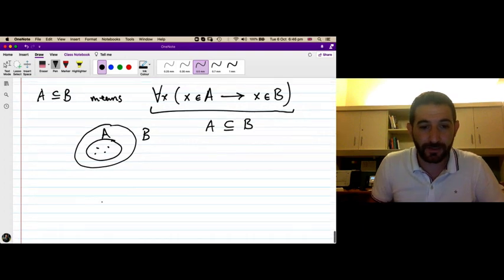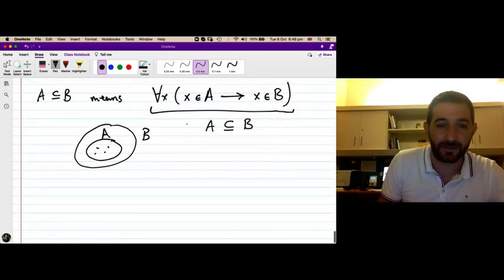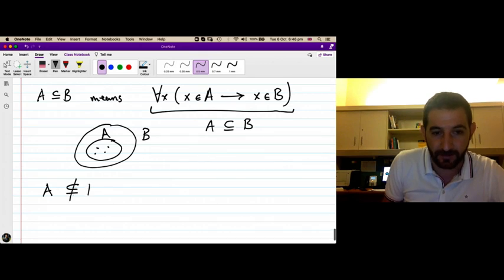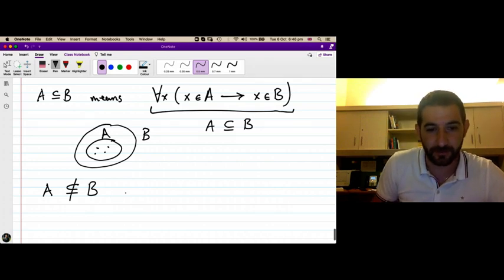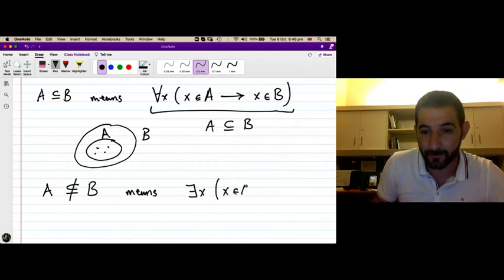Okay, let's think, what does it mean? What is the negation of this sentence? What does it mean that A is not a subset of B? Well, it means it is not the case that every element in A is an element in B. So it means there is some element X where X is in A, and X is not in B.